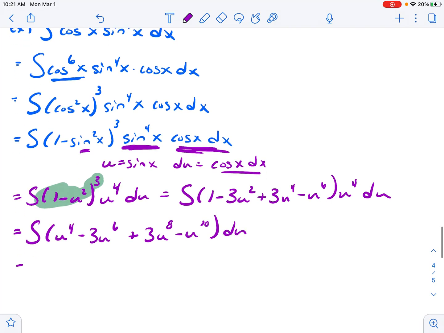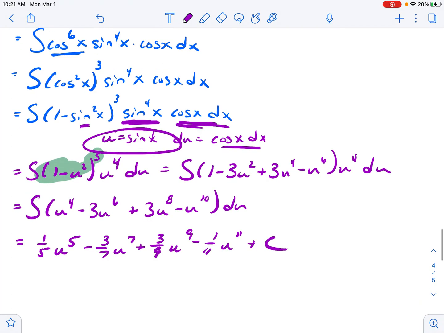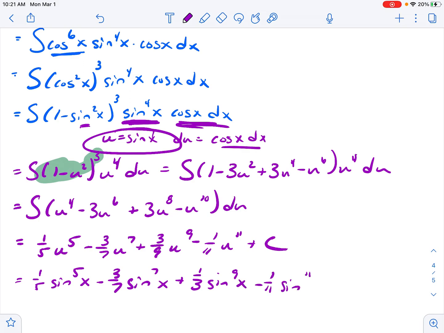And now we're good to go here. So what are we looking at? 1/5 u to the 5th minus 3/7 u to the 7th plus 3/9 u to the 9th minus 1/11 u to the 11th plus c, and u was the sine function. So end of the day, 1/5 sine to the 5th power of x minus 3/7 sine to the 7th power, I'll simplify, 1/3 sine to the 9th minus 1/11 sine to the 11th. And there is your end result for that integral.